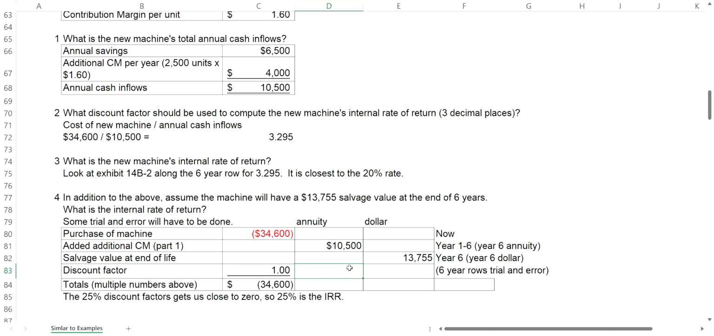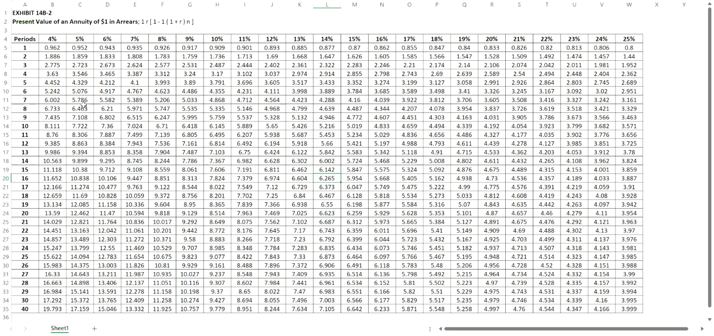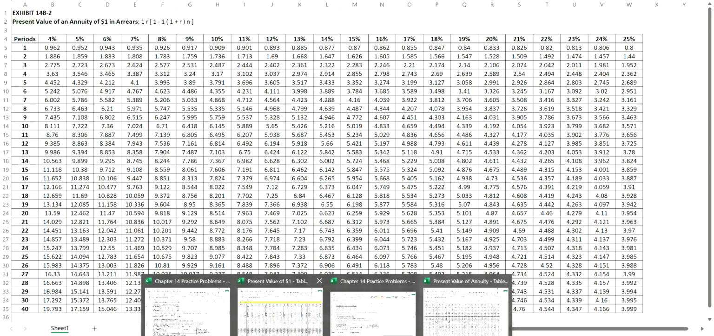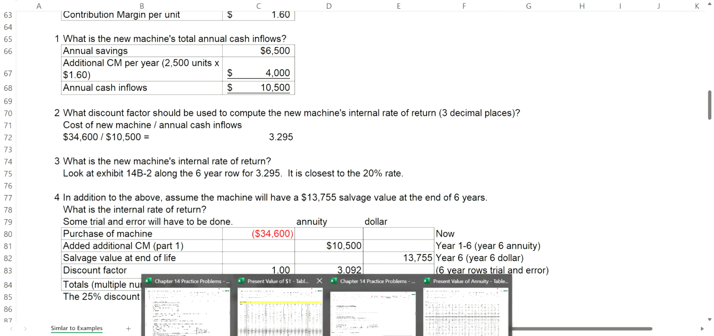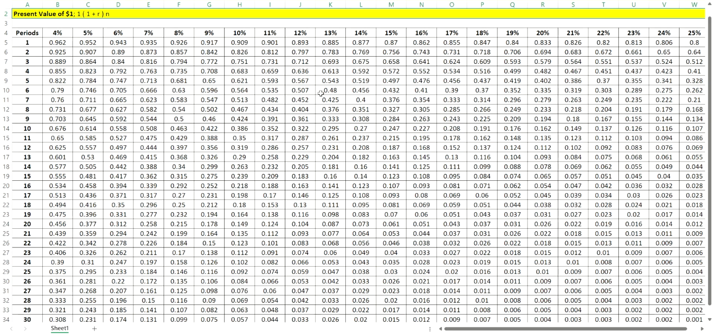Okay, so let's start with the dollar table. And again, it's going to be trial and error. I'm just going to start with 23%. 6 years, 23% is 3.092. Okay, and then I'm going to do the same thing, but I'm going to look at the dollar table. 6 years, same percentage. You got to stay with the same percentage. 23% is 0.289.